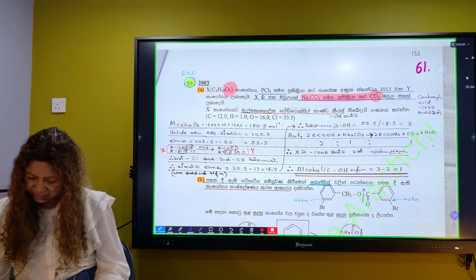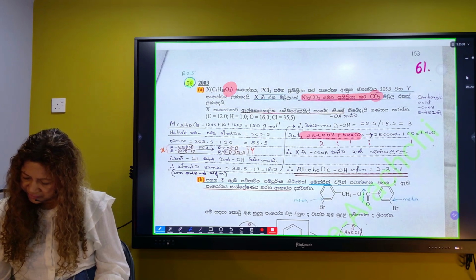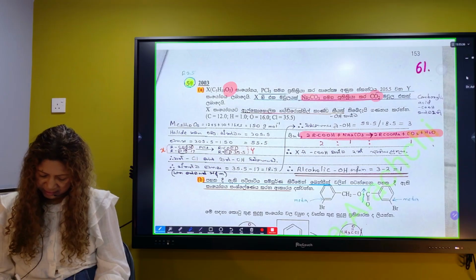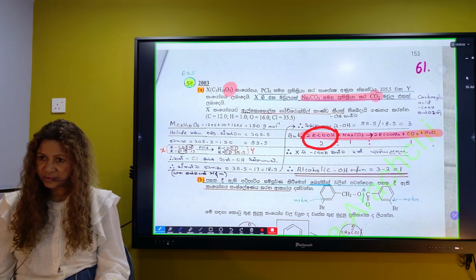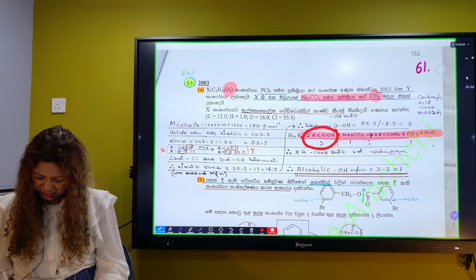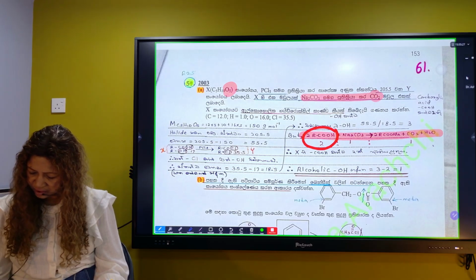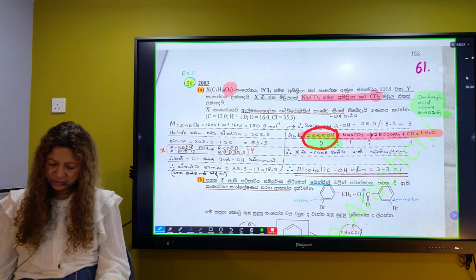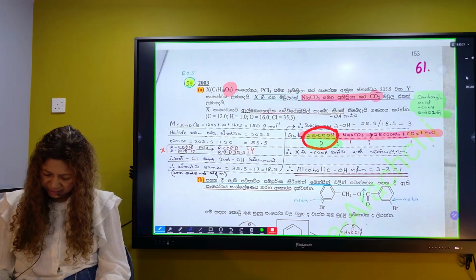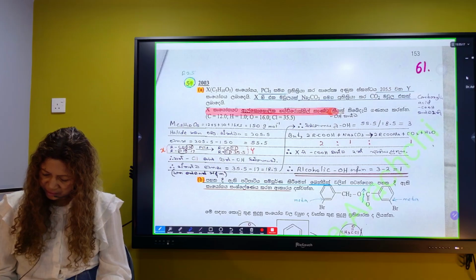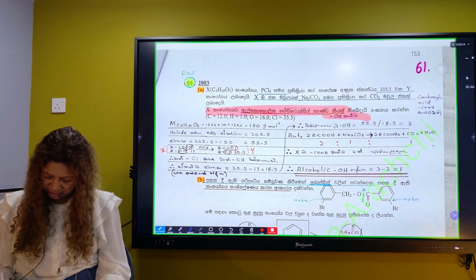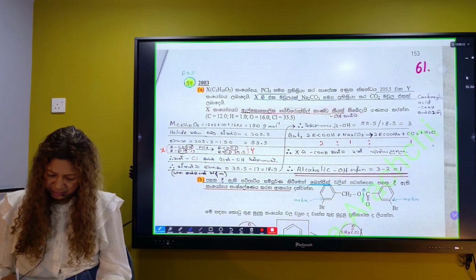Oh, one more. To get 1 mole of carbon dioxide, there are supposed to be 2 moles of carboxylic acid. You have to write the equation to get this. Since you are using 2 here, I have written that there are supposed to be 2 COOH groups. And then they are asking about alcoholic hydroxyl groups. How many alcoholic hydroxyls are there?